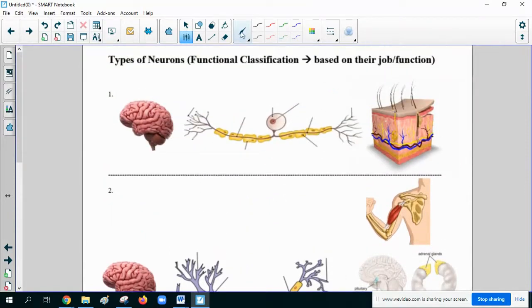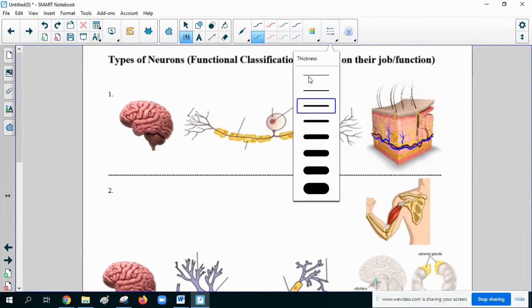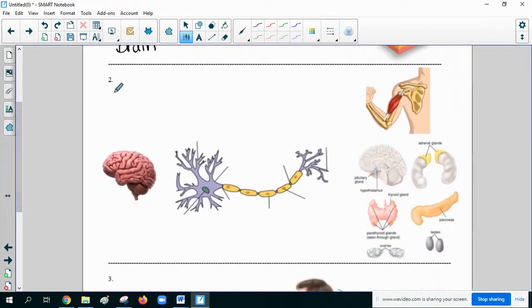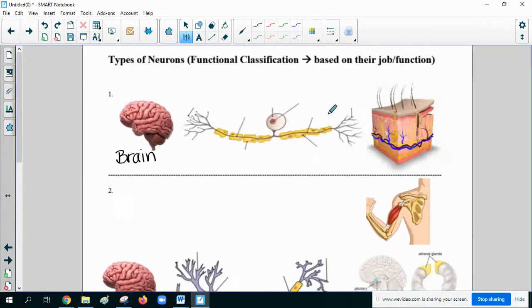One of the first things that we recognize on this page is the brain, and we see it twice. So I'm going to label that brain. Here's a brain, and under number 2, here's another brain. Maybe you're not sure exactly what this is. I'll show you in just a minute. I hope you recognize what this is.